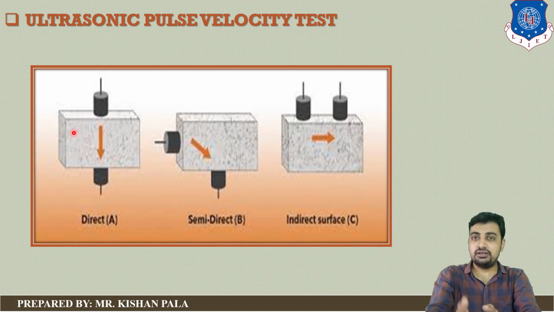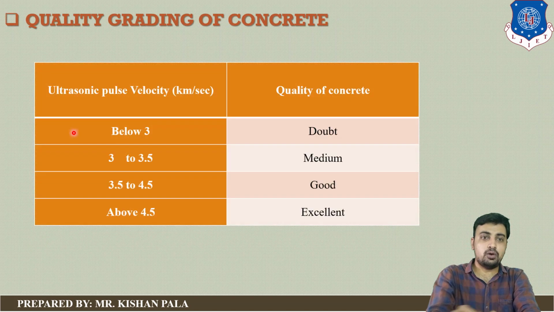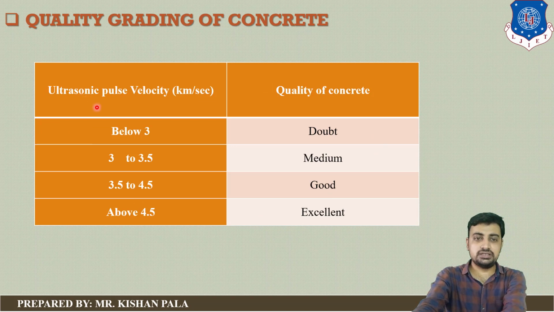After transmitting the ultrasonic rays, you receive a particular ultrasonic pulse velocity, and after that you can easily find out the quality of the concrete grade. Here you can see on your screen the ultrasonic pulse velocity is given in the first column, and in the second column the quality of the concrete has been given.